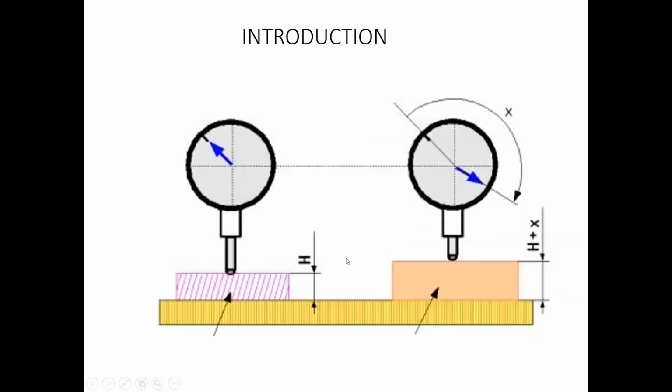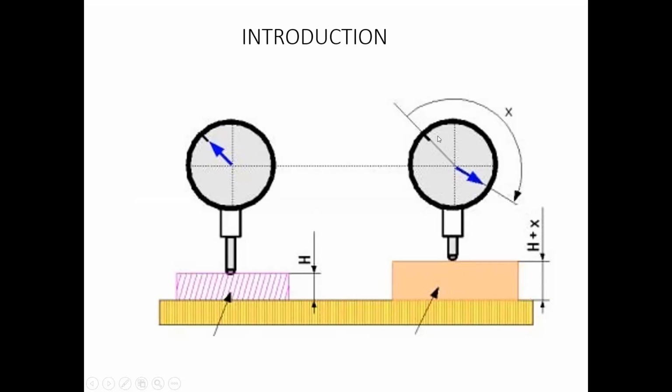This is how you can observe the picture. In this first case, the dial indicator, sorry, comparator is simply placed on the master work part, that is the slip gauge. The height of the slip gauge is H initially, and the pointer is showing the reading here. This is the initial position of the pointer. Then this master slip gauge is replaced with the work part to be measured, under the plunger. The dimension of this work part is more than H, that is somewhat H plus X.